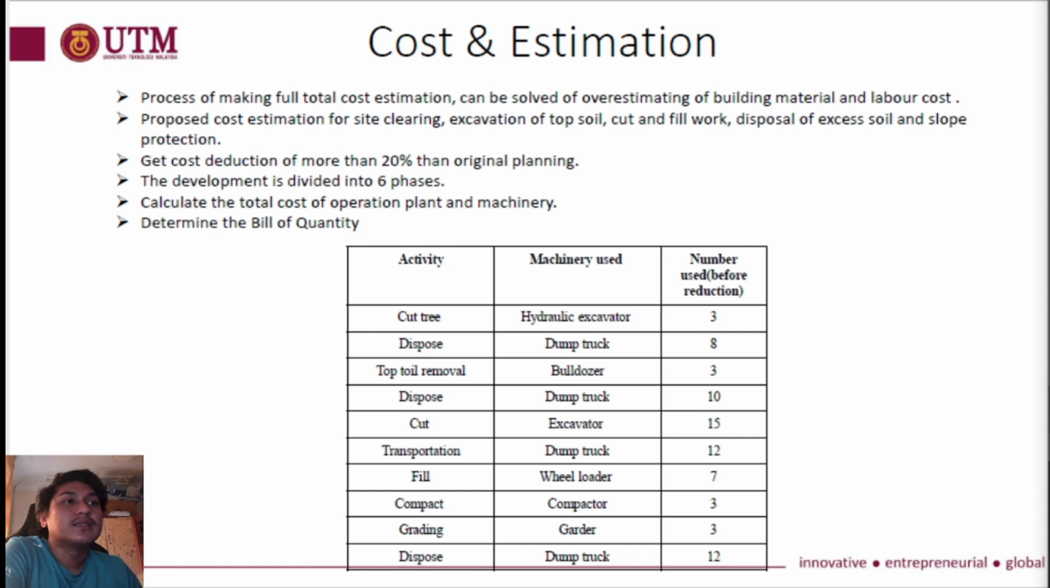So the next calculation is we have to calculate the total operation for plant and machineries. The use of plant and machineries depends on the function while doing works. So there are various machineries used in this project. The below table is a sample example of activity and machinery used before reduction. So the total of machinery used is 76. Then we continue with the calculation to determine the bill of quantity.